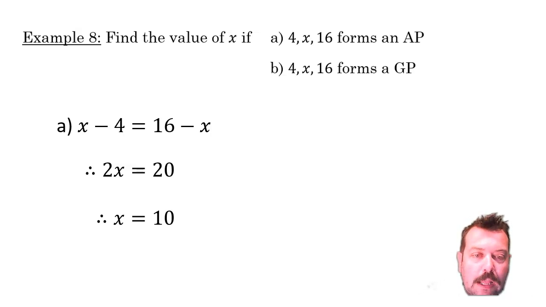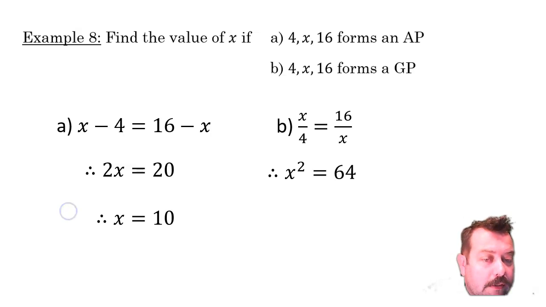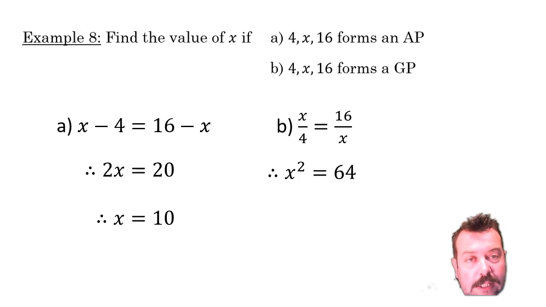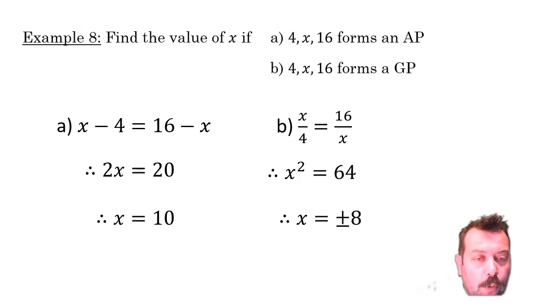Excellent. Now, what if those same three numbers don't form an AP but a GP? That would mean x over 4 equals 16 over x. Multiplying both sides by 4x, I get x squared equals 64, and just a little thing to watch out for here, that doesn't mean x equals 8. No, x equals plus or minus 8, because 4, negative 8, 16 is a GP. 4 times negative 2 is negative 8. Negative 8 times negative 2 is 16.